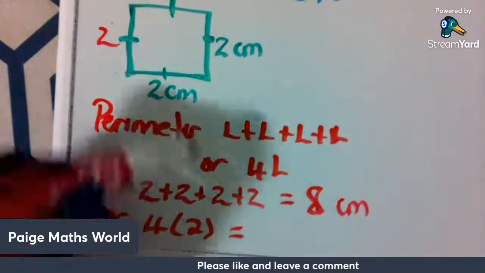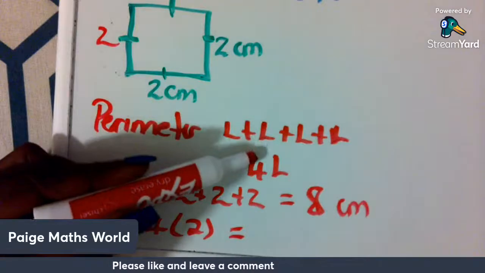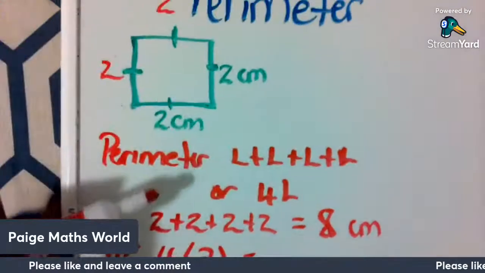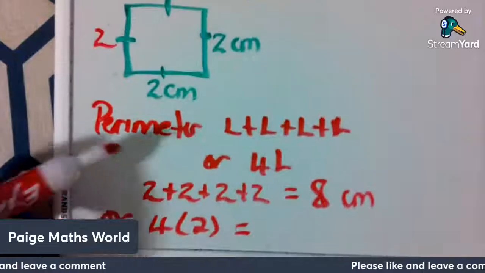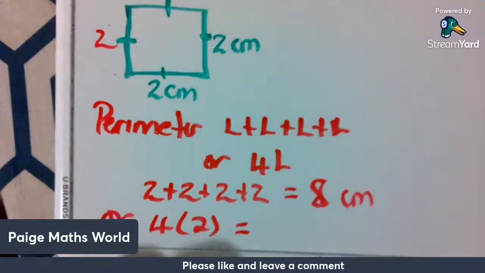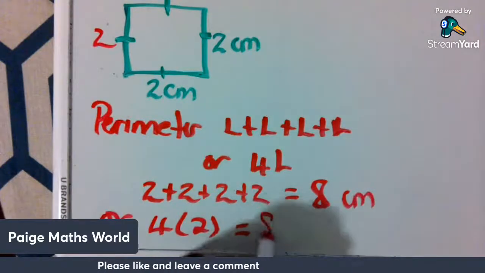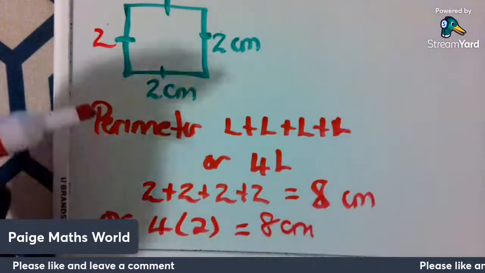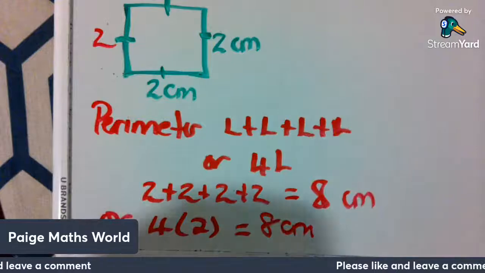Now, as I said, you could use the length plus the length plus the length, adding all the sides around. But you can use 4L because 4L still represents the same information. And so 4 times 2 is also 8. So the perimeter of this particular square is 8 centimeters.